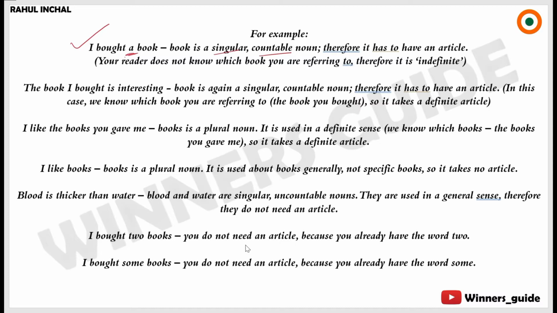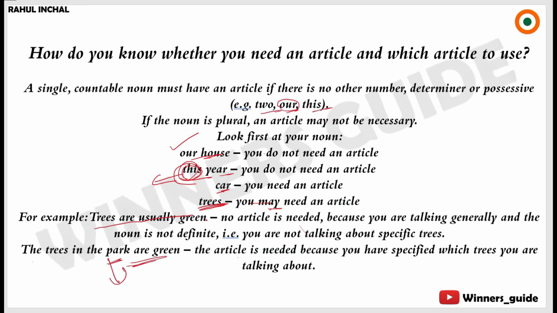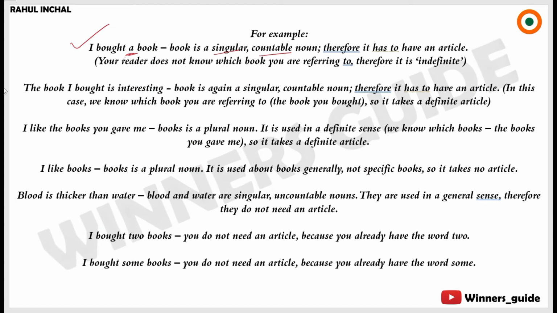See, the book I bought is interesting. Book is again singular and countable. Therefore, it has to have an article. In this case, we know which book you are referring to, the book you bought. So it takes a definite article, right? Now, if it's definite and singular, we use the. See, the book I bought is interesting.